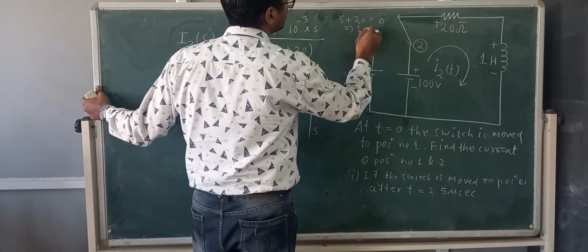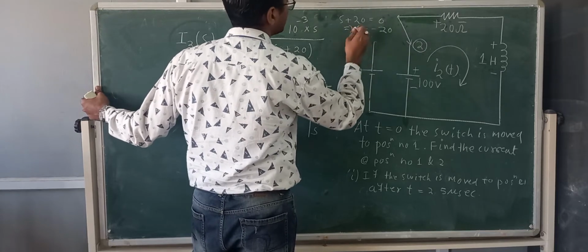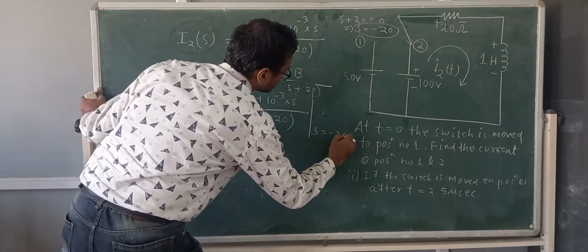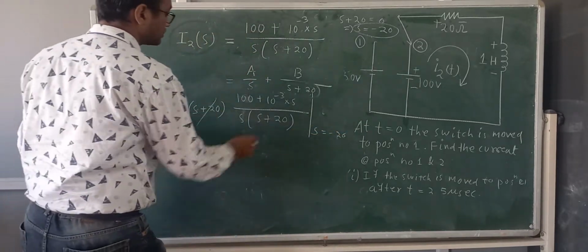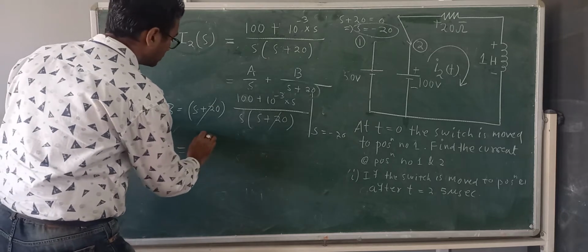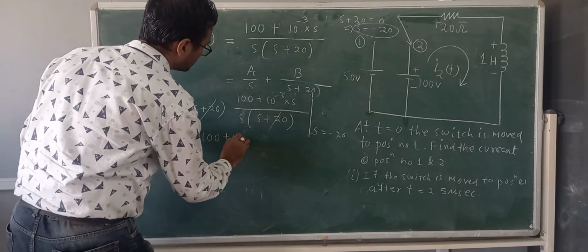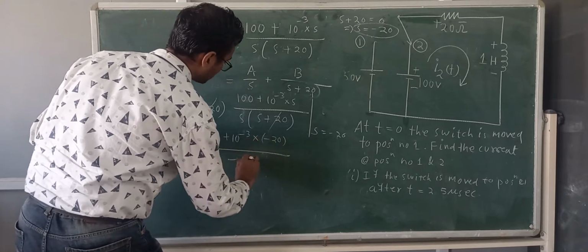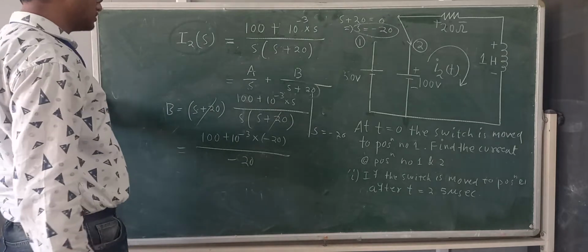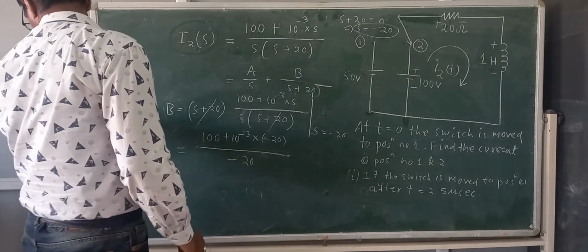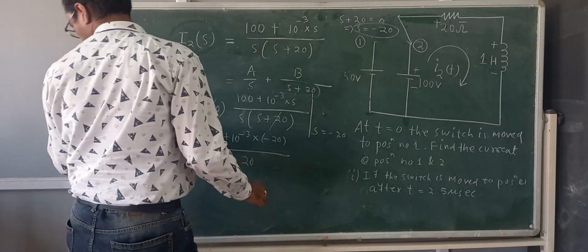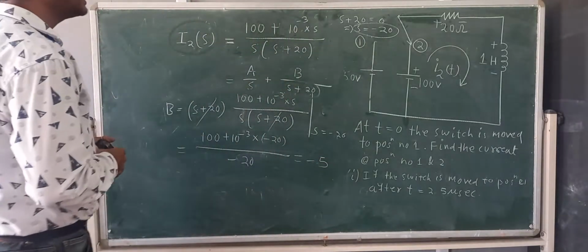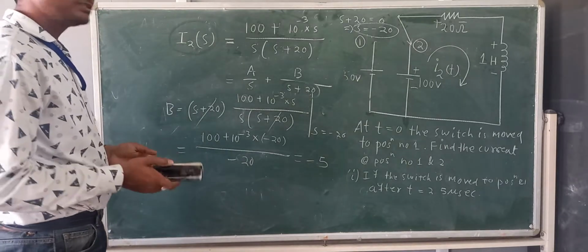So what do you put in place of s? Minus 20. So put s equals minus 20. Then s plus 20 will be cancelled out. We get 100 plus 10 to the power minus 3 into minus 20, divided by minus 20. So you will get minus 5. So a is equal to plus 5, b is equal to minus 5.